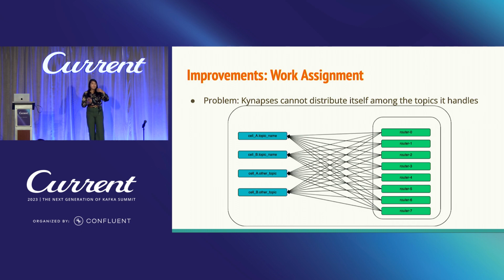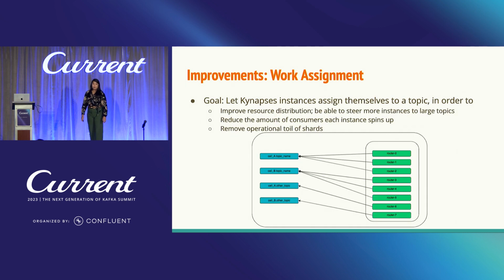But sometimes maybe a topic doesn't need every single router to be trying to consume from it, and maybe some topics need more than one. So we want to see if we can get Synapses instances to assign themselves to a particular topic. And that way we can size the instances better, so maybe they have more efficient CPU usage, and then the end goal is to remove the operational toil of shards.